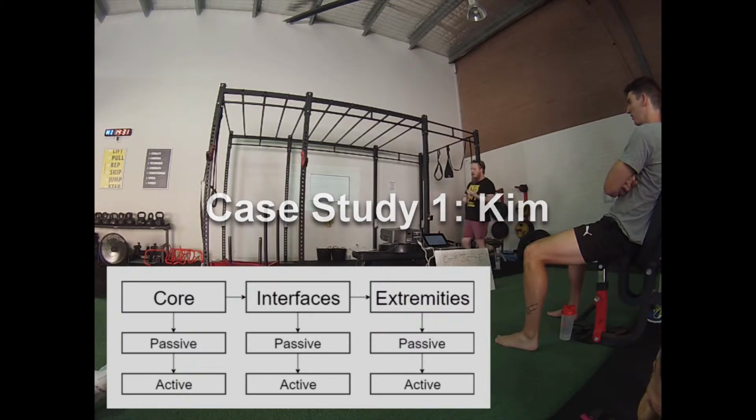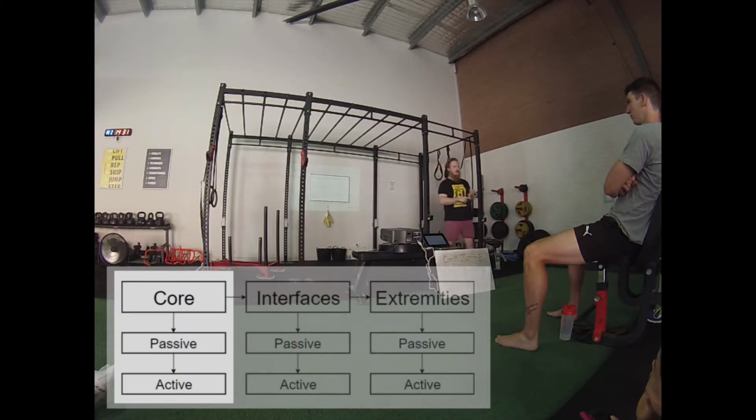So we start with the core. Is it a passive issue? It's not. How do we know it's not a passive issue? Anyone? Well, it looks bad coming off the ground, but it looks good coming down. The passive requirements are exactly the same for both parts of the movement. So because we've seen her put the bar down, it looks all good, we know it's not passive. Right? We know the body's capable of getting there.